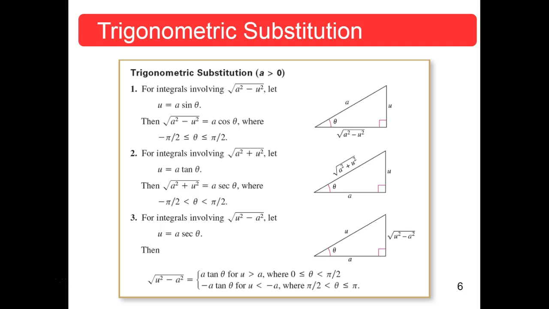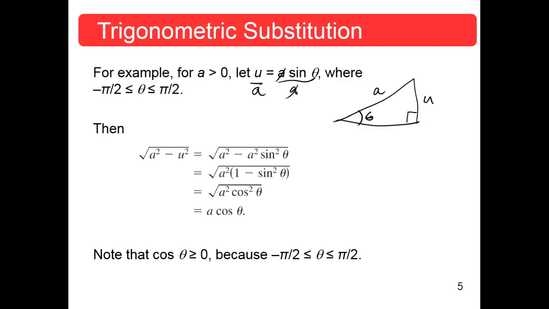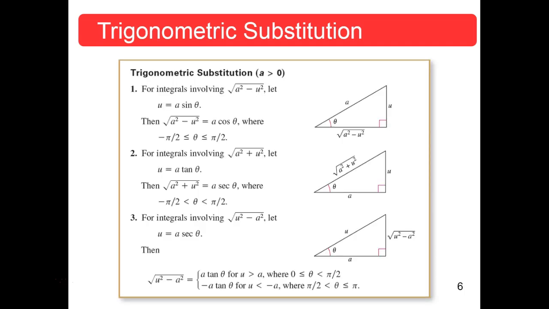Then this thing right here is a cosine theta, which we just got doing it this way. You can also see it this way, because cosine theta is adjacent over hypotenuse, which is this over that, multiplied by a, and you've got that. And that's good for negative pi halves to pi halves.